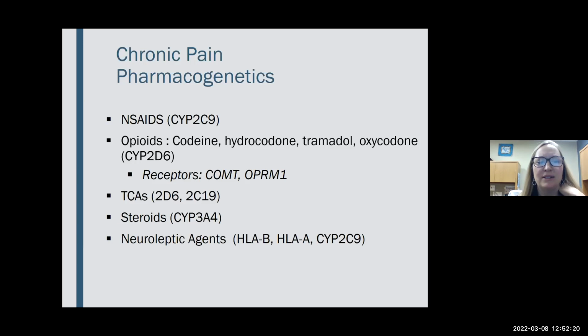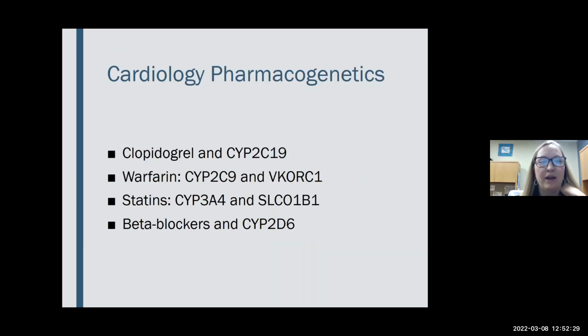I'm not going to go into steroid metabolism or anything like that. And then again, we'll talk about these bigger classes in more detail. I don't know why I have that highlighted.